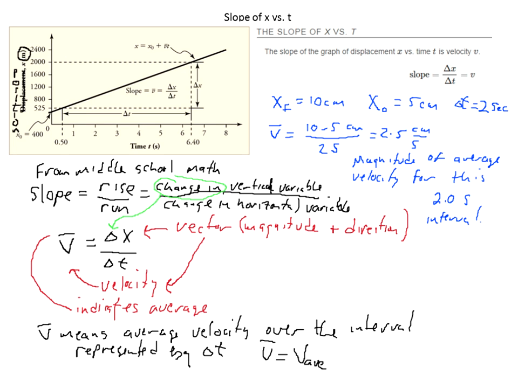This does not tell us what the velocity is at 5 centimeters. It does not tell us what the velocity is at 10 centimeters. It doesn't tell us what the velocity is at 7.5 centimeters. All it tells us is the average velocity over that interval. So the smaller the interval, the closer this average velocity is to a velocity at any given time.